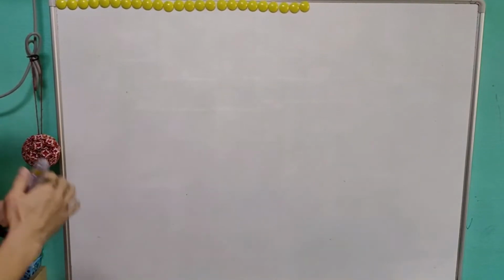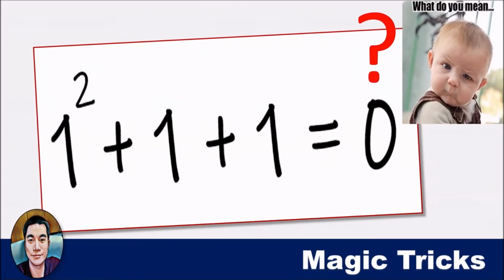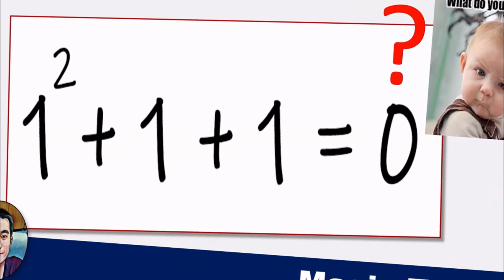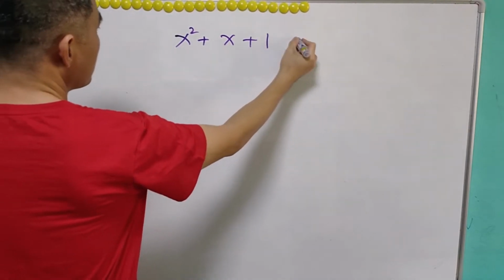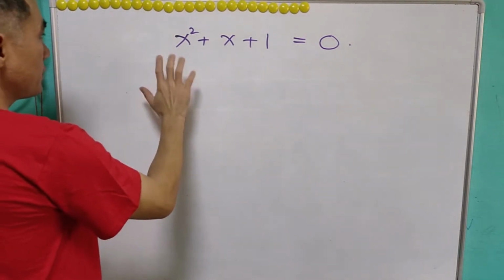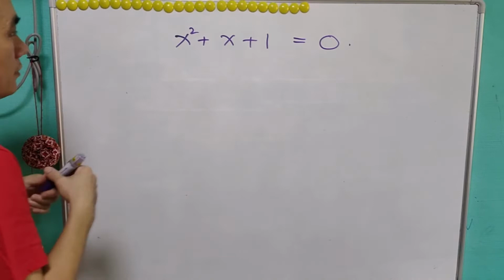Today, let's talk about a magic trick in mathematics. Suppose x squared plus x plus 1 equals 0. Obviously, x equals 0 is not a root of the equation. So we can divide this equation by x.